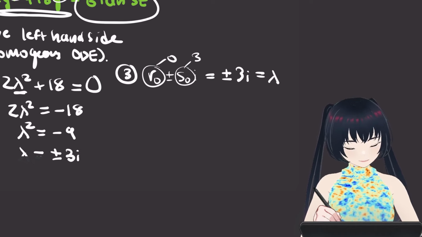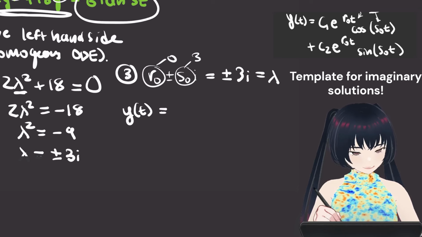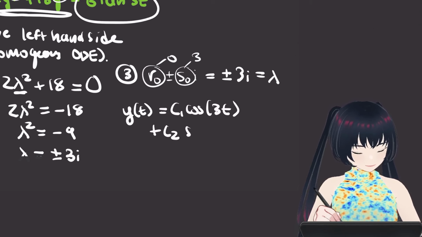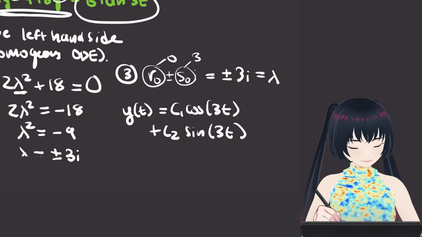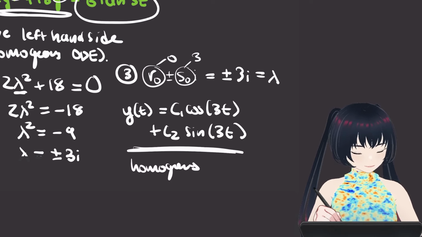Then we just have to put it into the correct template. y of t is equal to c1 cosine 3t plus c2 sine 3t. So this is our homogeneous solution.